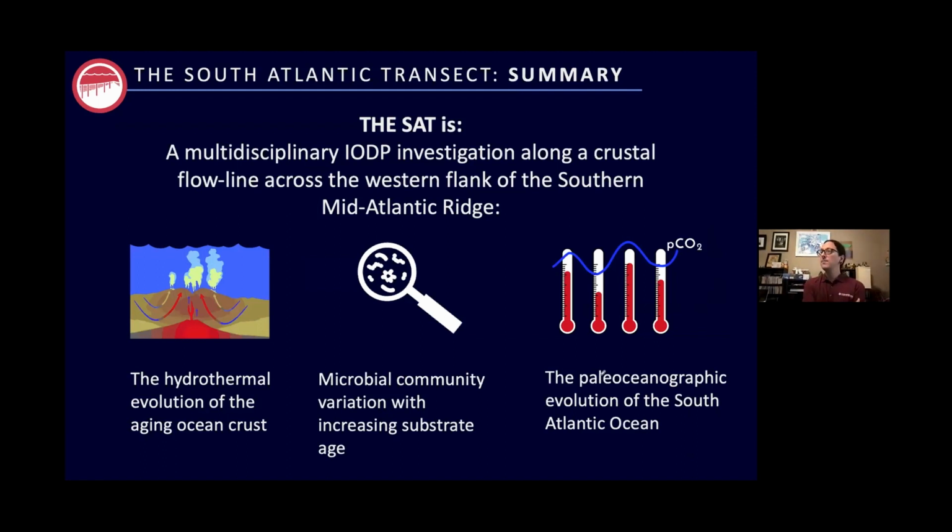So I will end here. I think I'm about at my time, but the South Atlantic Transect is the thing I'm thinking about most coming up in the future. It's a big interdisciplinary project looking at multiple aspects of what happens as the crust ages. So I'll stop there and take any questions. Thanks for your time and listening.